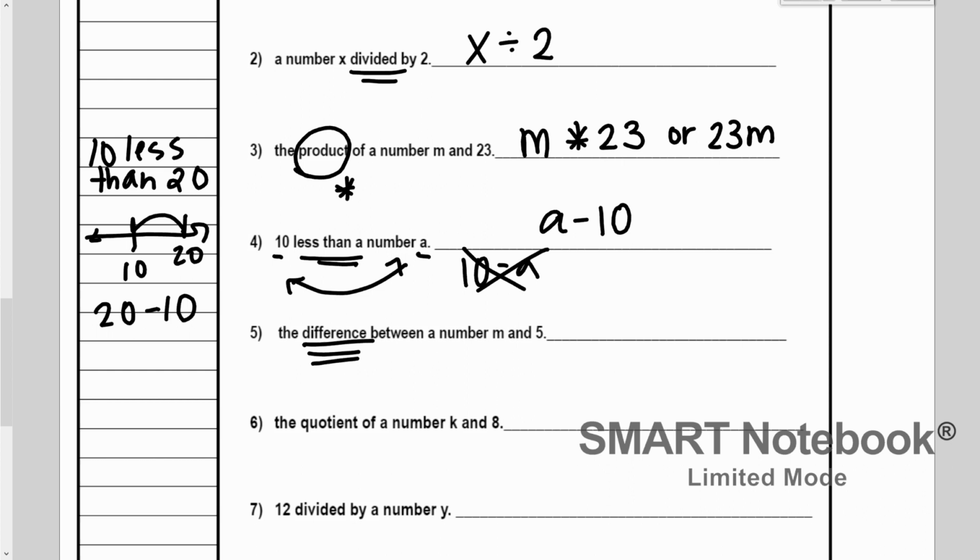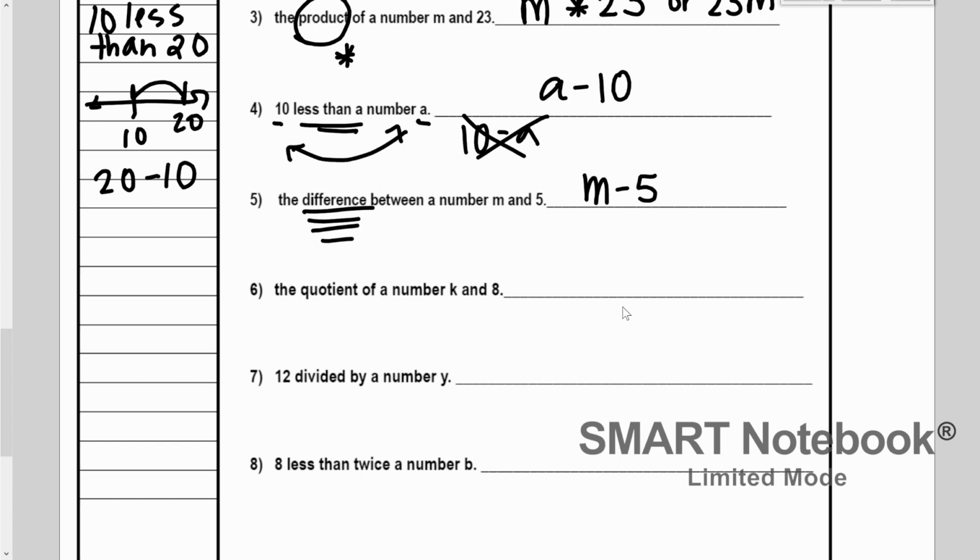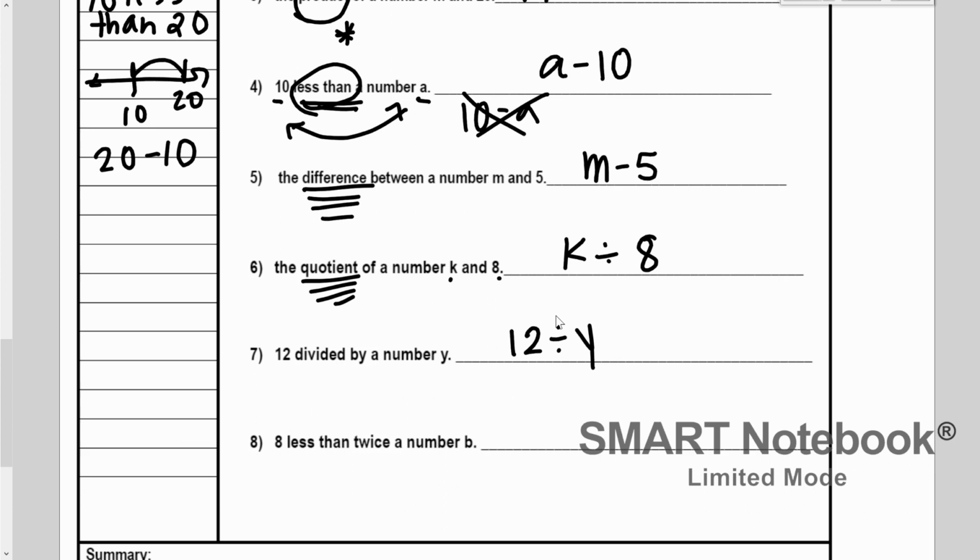The difference between a number m and 5. M minus 5. All right, start doing some of these on your own. Just use the video to check if you haven't already. The quotient of a number k and 8. Quotient means divide. K comes first, so it's k divided by 8. The only time we switch that order is when we see a less than or a fewer than. Otherwise, whatever comes first goes first, whatever comes second goes second. A number 12 divided by y. 12 divided by y.